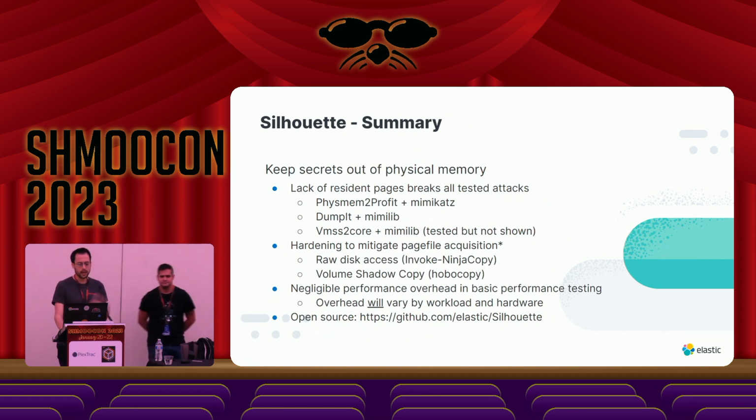So in summary, as you just saw, keeping LSAS's private memory out of physical memory stopped both physmem to profit with Mimikatz and dump it with Mimilib. Silhouette blocked Ninja Copy's attempt to collect the page file via raw disk access and Hobo Copy's attempt via volume shadow copy. We did some basic benchmarking, emphasis on basic, and there wasn't any noticeable performance hit, but overhead will vary based on your workload and your hardware. We'll be releasing Silhouette source code later today on GitHub.